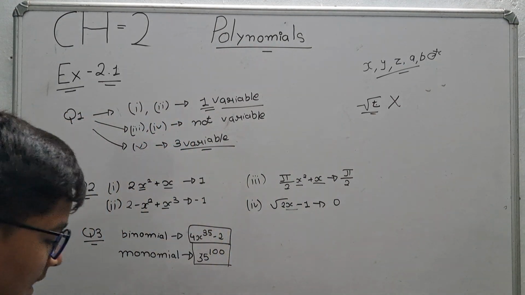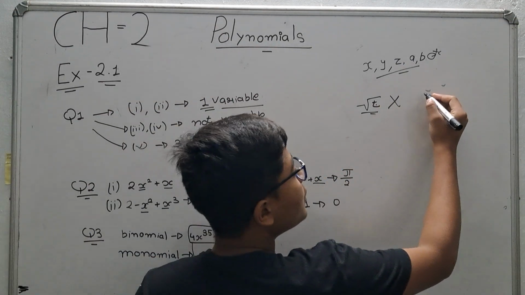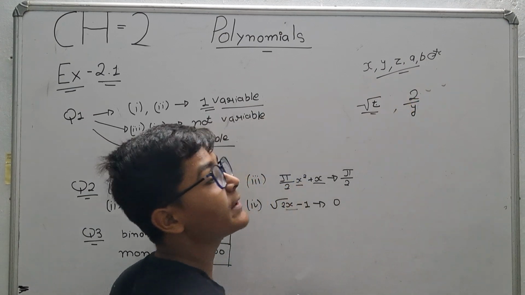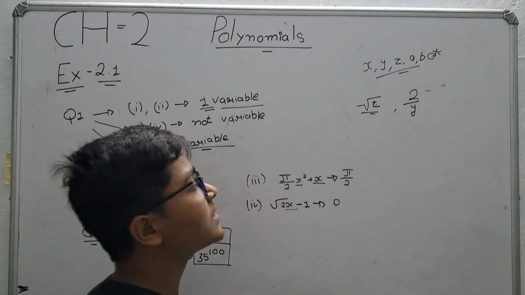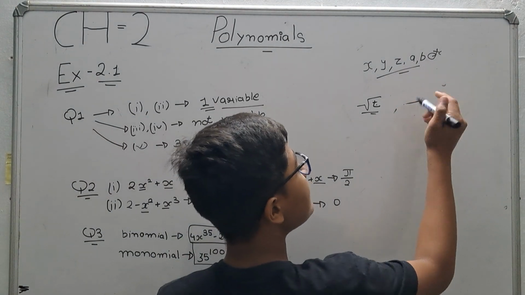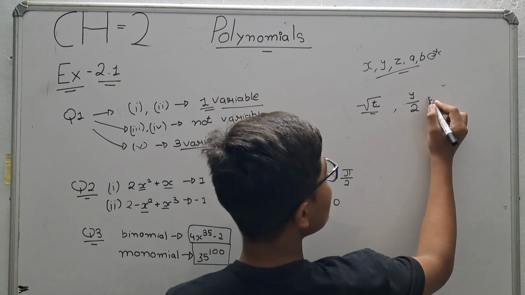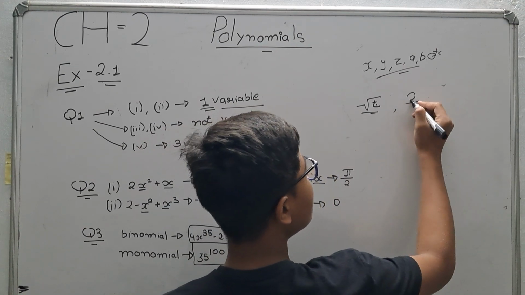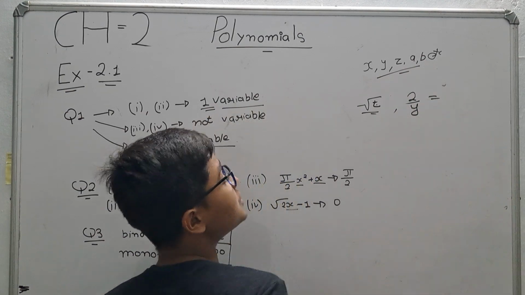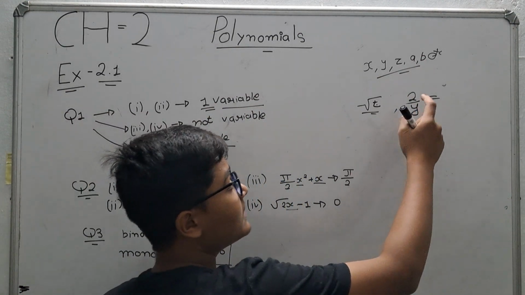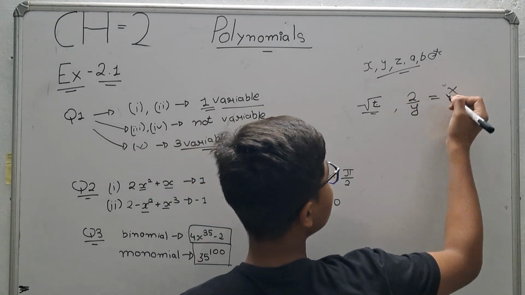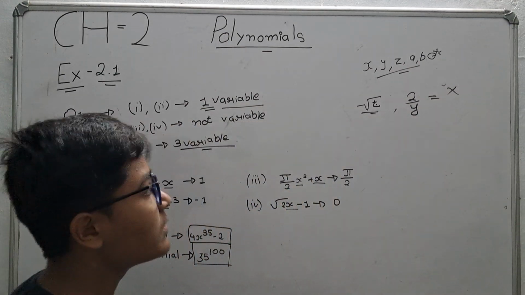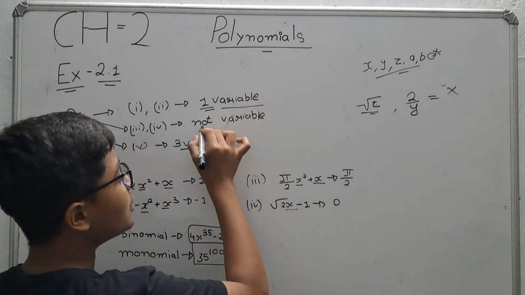And in 4 you can see 2 upon y, where the variable is in the denominator. If the variable is in the numerator we can write it as a polynomial, but here they have written 2 upon y, so this is not a polynomial. The variable is at the downside. So both are not valid, because here the root sign is present and here the variable is in the denominator.